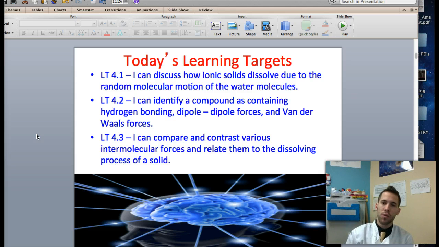Today we're going to be focusing on a few things. We're going to discuss how ionic solids dissolve due to the random molecular motion of water molecules. We're also going to discuss the three main intermolecular forces: hydrogen bonding, dipole-dipole bonding, and van der Waals forces, also known as dispersion forces, as well as focusing on comparing and contrasting those intermolecular forces and how they're involved in the process of dissolving a solid.